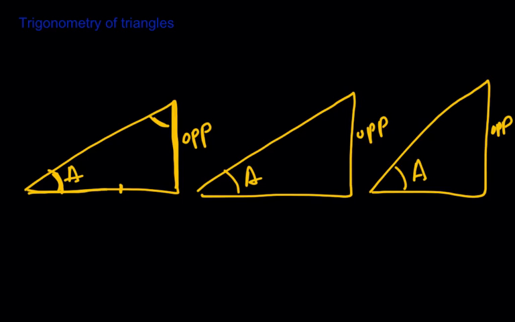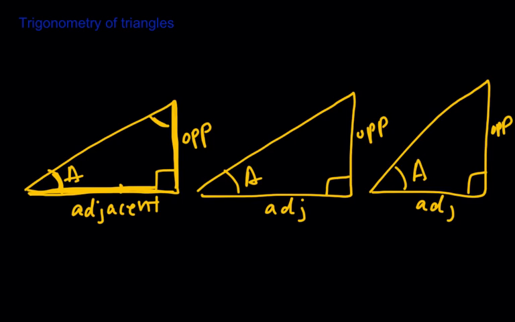This side here that is right next to the angle, not the one that's opposite the right angle, but the one that's right next to it right here. Another word for right next to is adjacent to. So that's the adjacent side. We'll label that adjacent. And then the long side of a right triangle, the side opposite the right angle, is called the hypotenuse.